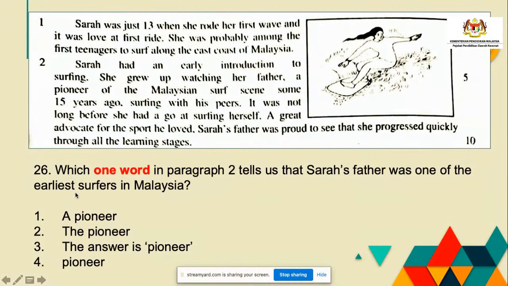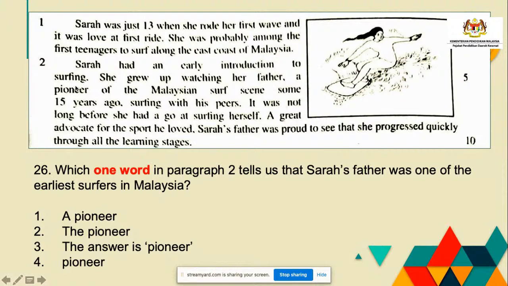So now let's look at paragraph 2. Sarah had an early introduction to surfing. So this is not talking about Sarah's father. She grew up watching her father, a pioneer of the Malaysian surf scene some 15 years ago. So is there any clue in this sentence? She grew up watching her father, a pioneer of the Malaysian surf scene.